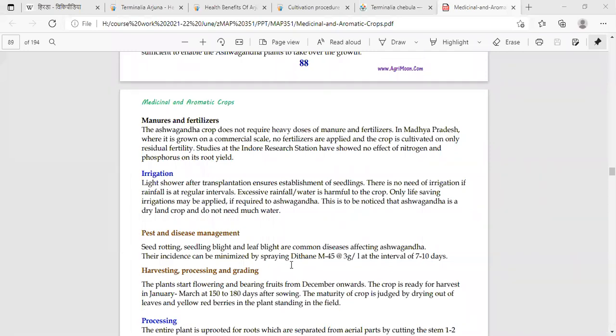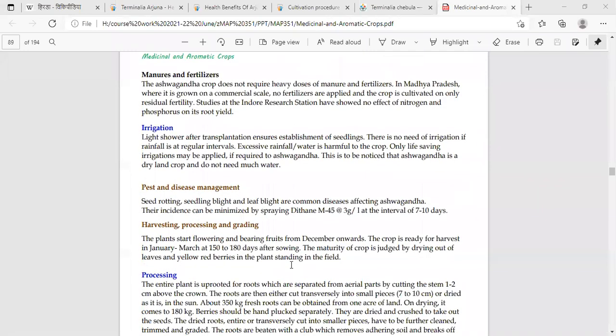As we discussed, this is a dryland crop, so no such artificial irrigation system is required. Furthermore, pest and disease management. Seed rotting, seedling blight and leaf blights are the common diseases affecting the ashwagandha plant. Their incidence can be minimized by spraying Dithane M45 at the rate of 3 grams per liter at an interval of 7 to 10 days. Not many diseases or pests affect this ashwagandha plant.